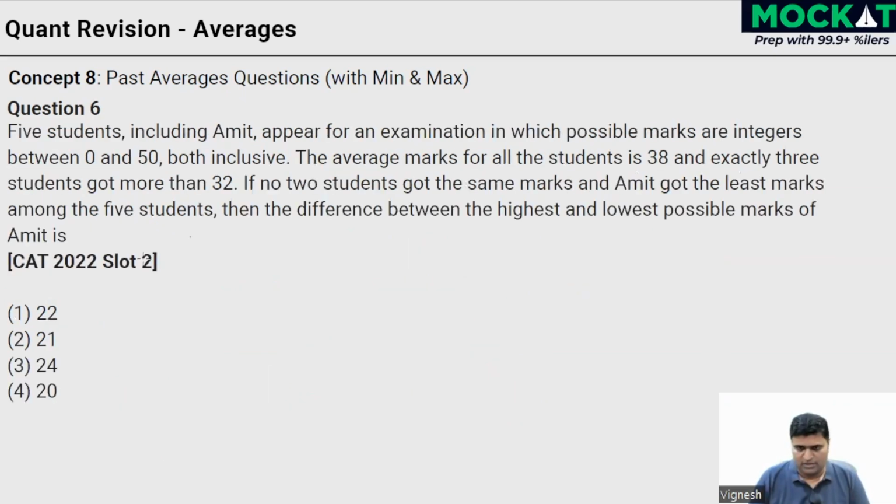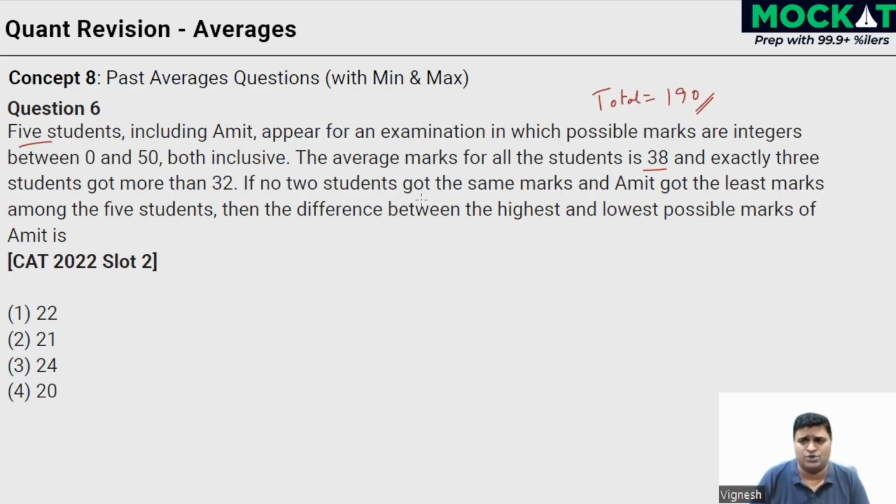This question is from CAT 2022 slot 2, right? So what do we have here? Five students, including Amit, appear for an examination in which possible marks are integers between 0 and 50. Great. The average marks for all the students is 38. Five of them, average is 38. Total immediately I can say is 38 into 5, which is 190.